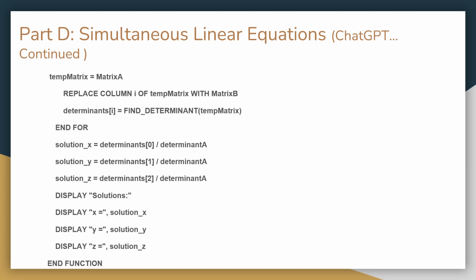So then it's going to use the determinants of your dx, dy, dz, and it's going to divide them by the determinant of A. And when it does that, it's going to display your solutions, which is display X, display Y, and display Z, and it ends the function there.